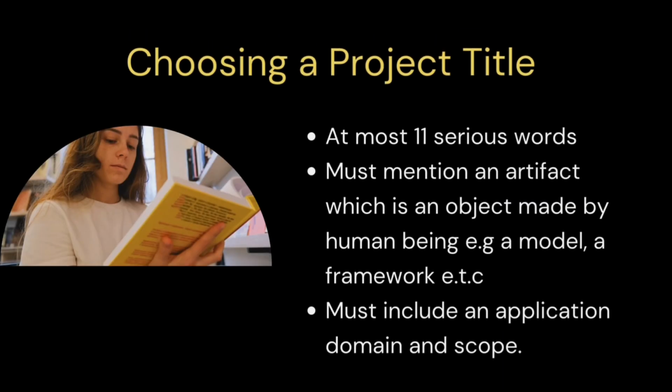How do you choose a project title? A project title needs to only have 11 serious words. Another thing is that you need to mention an artifact, which is an object made by human beings. It can be a model, a framework. You can talk about a school, a company, a system, something that has been made by a human being. And the last is it must include an application domain and a scope. What particular area are you talking about? Is it a county? Is it a city? Is it a state? Does it only involve girls?